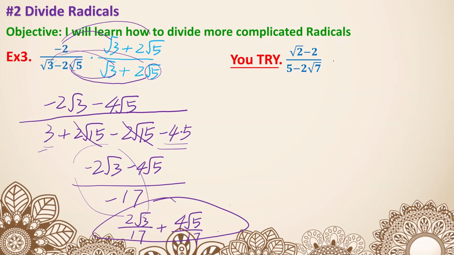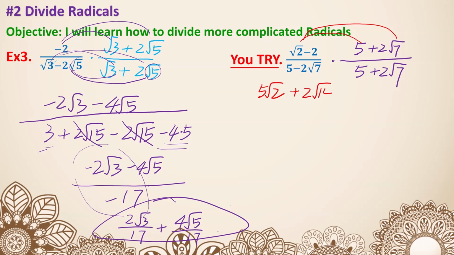Now let's have a look. Multiply by the conjugate, which is 5 plus 2 square root of 7, on the top and the bottom. So now you just have more things to multiply on the top and the bottom. Square root of 2 times 5 is 5 square root of 2. Square root of 2 times 2 square root of 7 is a positive 2 square root of 14.